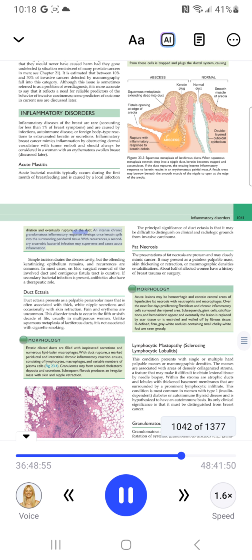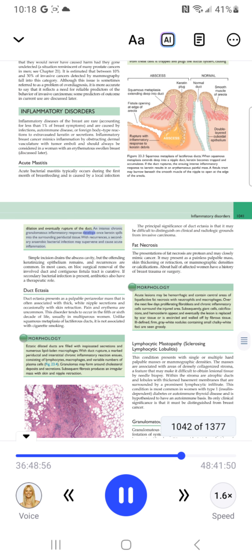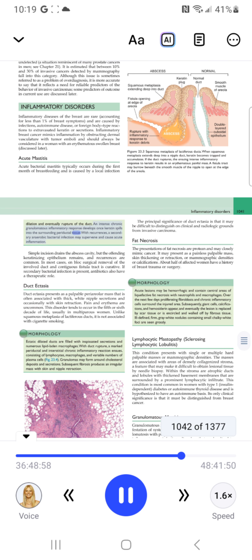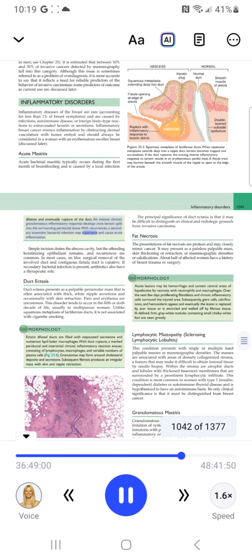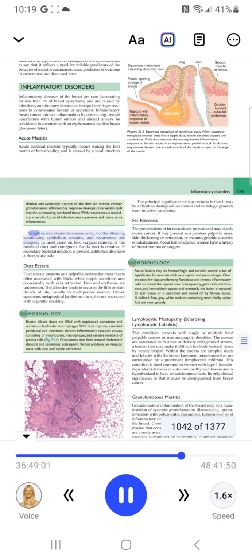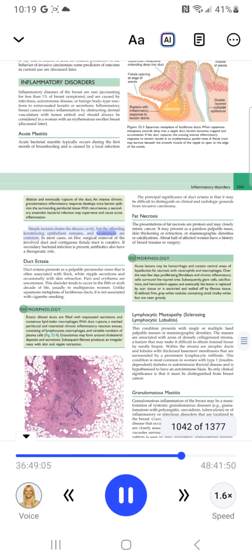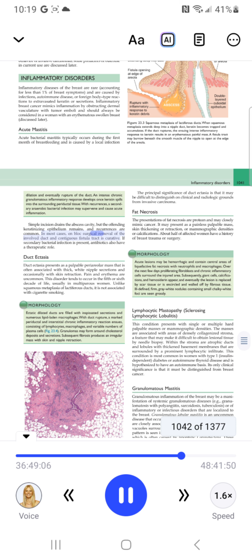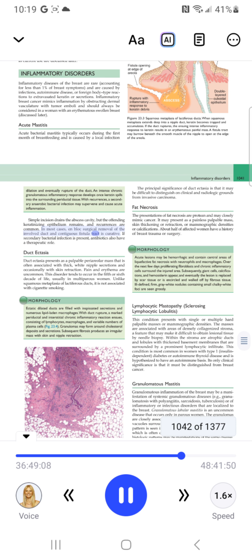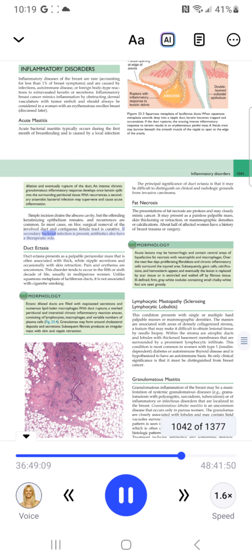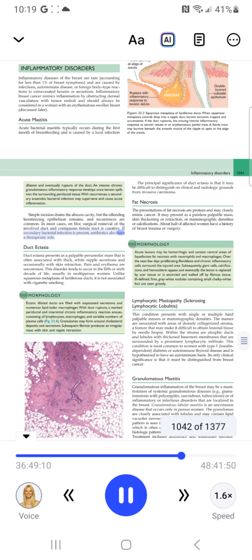An intense chronic granulomatous inflammatory response develops once keratin spills into the surrounding periductal tissue. With recurrences, a secondary anaerobic bacterial infection may supervene and cause acute inflammation. Simple incision drains the abscess cavity, but the offending keratinizing epithelium remains, and recurrences are common. In most cases, en-bloc surgical removal of the involved duct and contiguous fistula tract is curative. If secondary bacterial infection is present, antibiotics also have a therapeutic role.